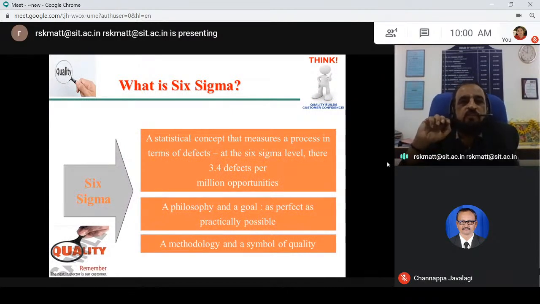So what is Six Sigma? A statistical concept that measures a process in terms of defects. At the Six Sigma level, 3.4 defects are permitted in a million opportunities. It is a philosophy or a goal of being as perfect as practically possible, and a methodology and symbol of quality.